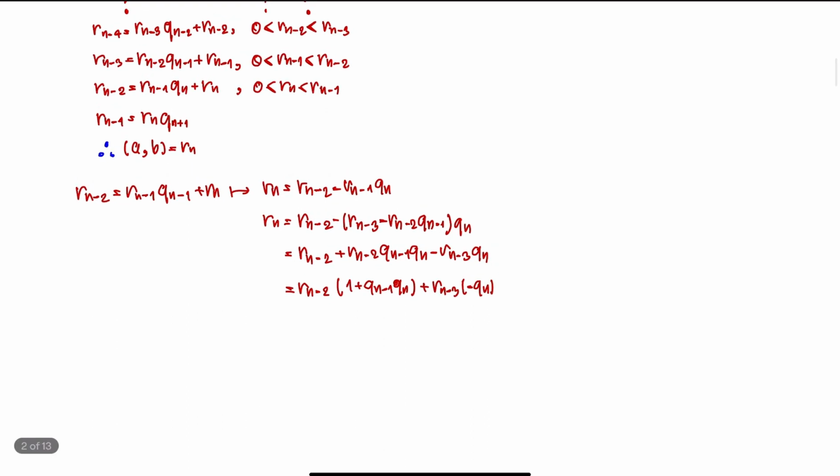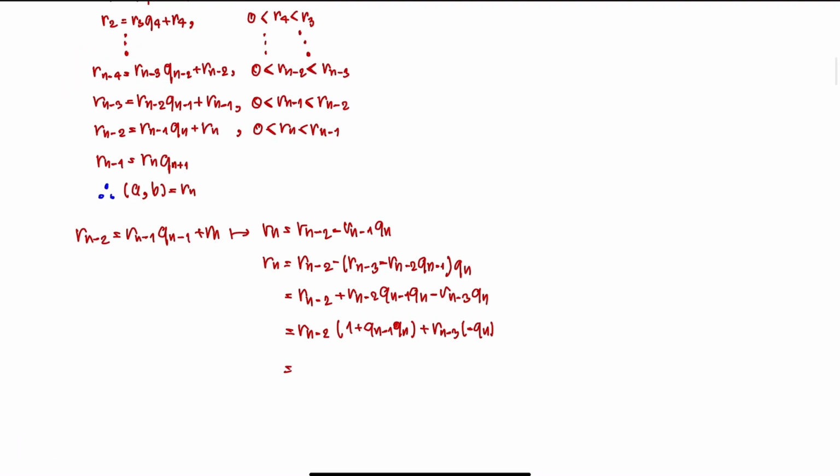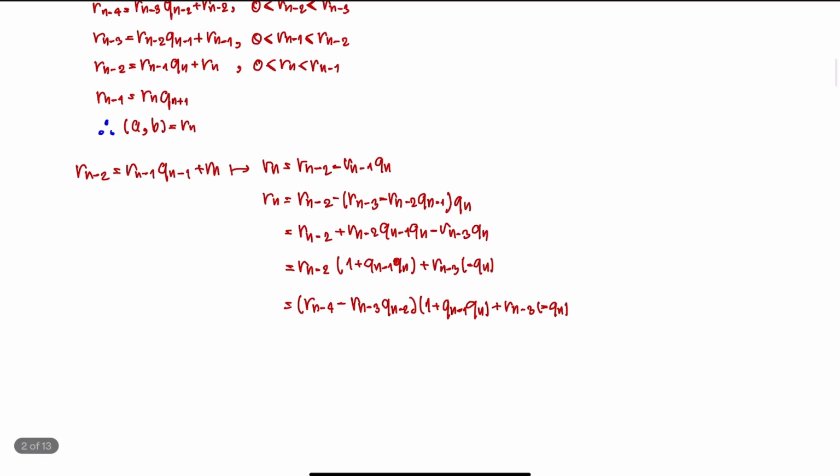Okay, next let's rewrite R2. Rn-2, from this equation. So we move this term right here to the left side. So we've got R(n-4) minus R(n-3) Q(n-2) times (1 plus Q(n-1) Qn) plus R(n-3) minus Qn. Then what do we have?